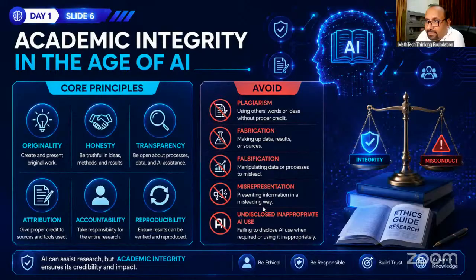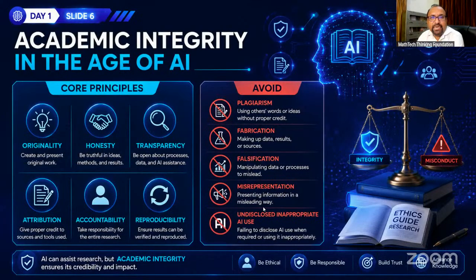Academic integrity in the age of AI. What are the core principles? Okay, so here on the left side we have the core principles: originality, honesty, transparency, attribution, accountability, reproducibility, and on the right hand side, avoid plagiarism, fabrication, falsification, misrepresentation, undisclosed inappropriate AI use. Okay.